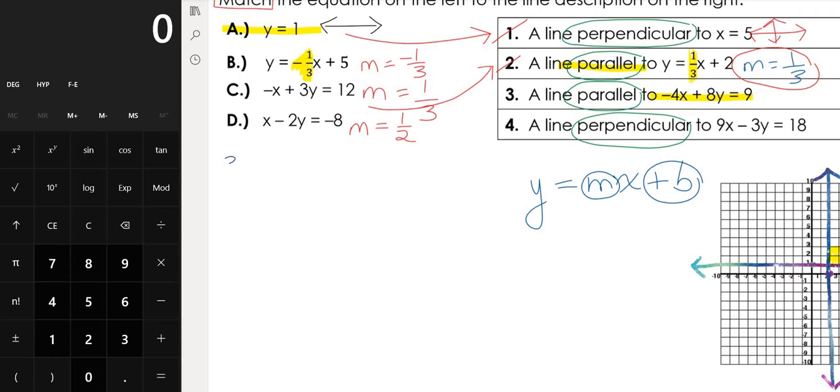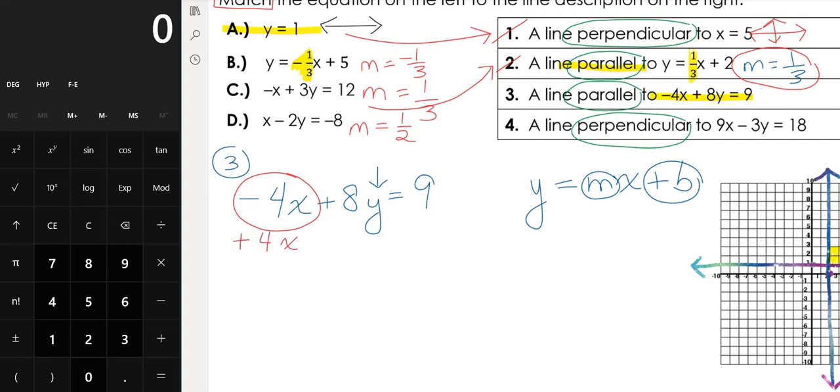Okay, so this is number 3. Negative 4x plus 8y equals 9. Again, our goal is to get that y by itself. Start by getting rid of the negative 4x. So to get rid of negative 4x, we're going to add 4x to both sides. This cancels. We have 8y equals 4x and 9 can't combine, so you put them next to each other.